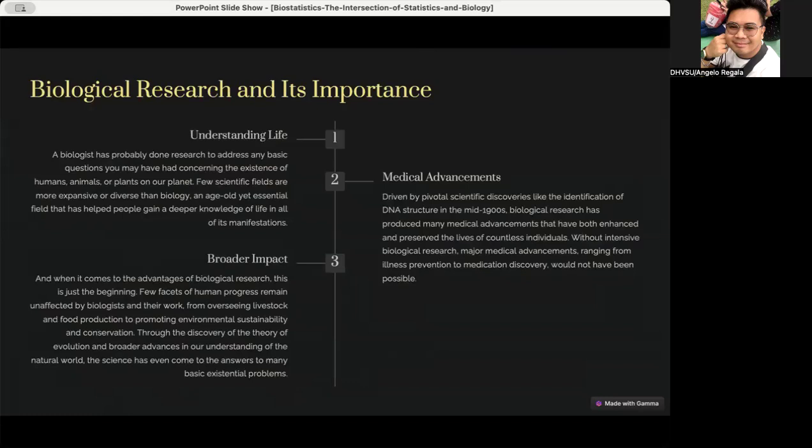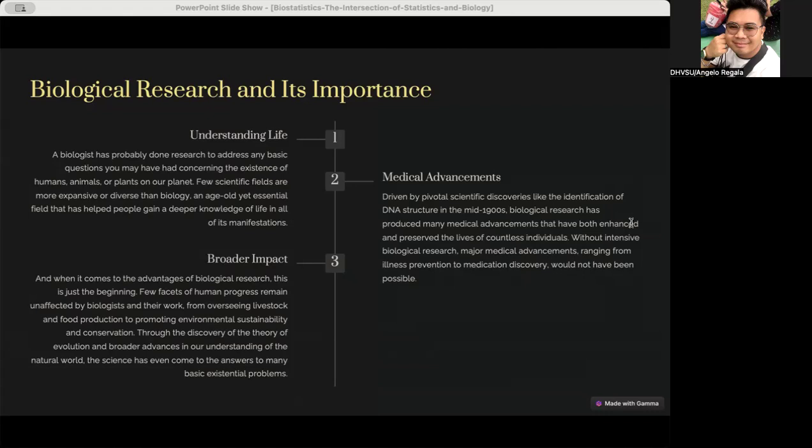Now, biological research and its importance. Okay, so there are three main reasons why biostatistics is important. First one is understanding life. Okay, so as a biologist, you have probably done researches to address any basic questions you may have concerning the existence of humans, animals, or even plants on our planet.